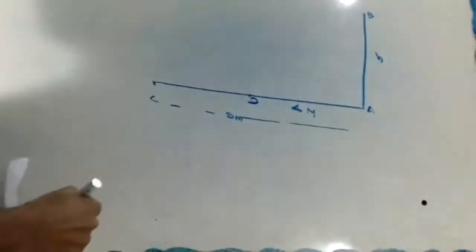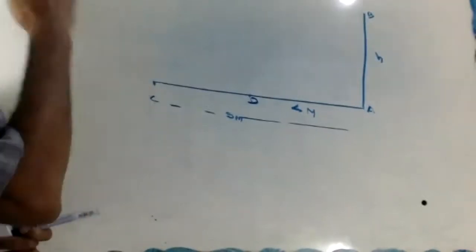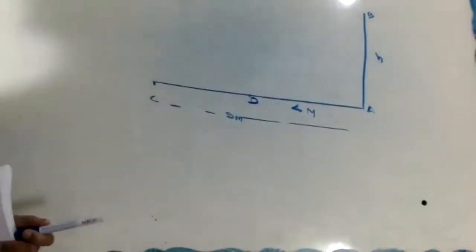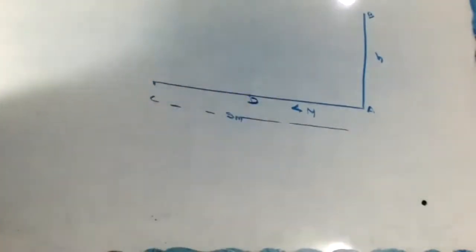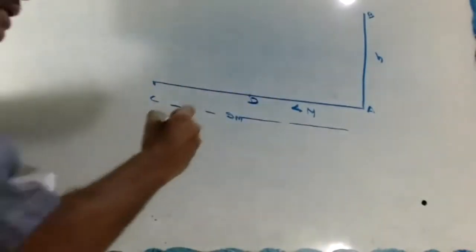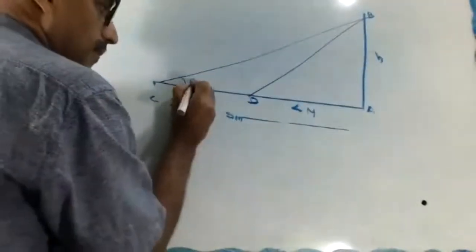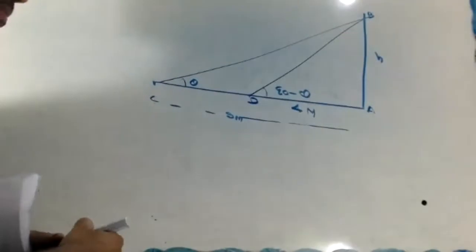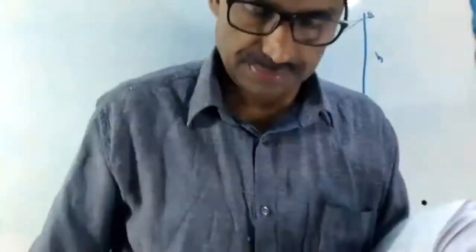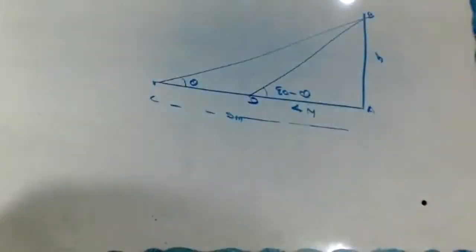Suppose this is the green tower. A guy measures the angle of elevation of the tower at one point as some angle, then he reaches another point and measures another angle. These angles are complementary, meaning the total is 90 degrees. For example, suppose this angle is theta, so this will be 90 minus theta. Is the figure okay? Is the figure understood or not?